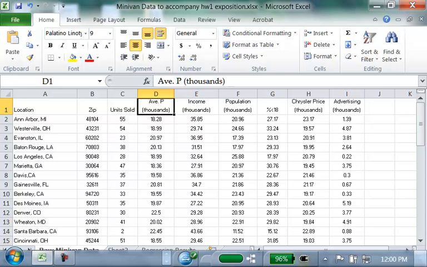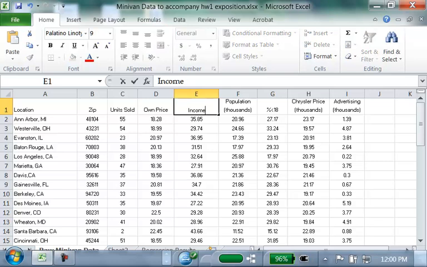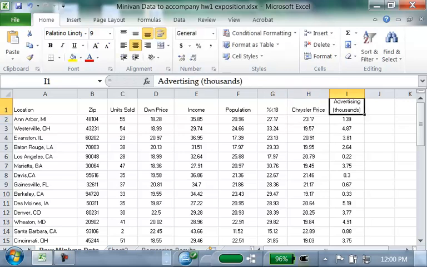And I'm going to do a couple shortcuts here. The first one I'm going to do is say, instead of calling it average price, I'm going to call it own price, meaning the price of the minivan on average for that zip code. Income, I'll just shorten it a little bit. Population, shorten it a little bit. Less than 18 is fine. Chrysler price, that's fine, except for the thousands. And advertising, again, pretty much okay. So all I'm doing is making the data a little bit more ready for analysis.